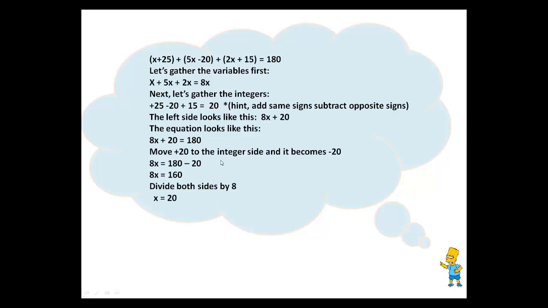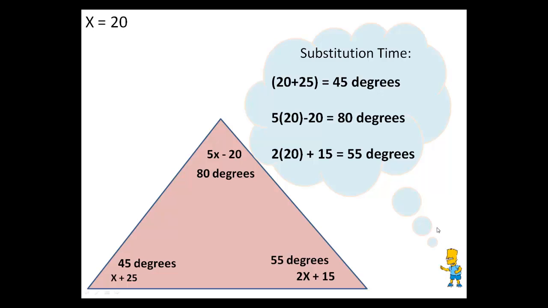Move the positive 20 to the integer side and it becomes a negative 20. 8x equals 180 minus the 20. 8x equals 160. Divide both sides by 8 and we have x equals 20. But we're not done yet. Now it's substitution time again. Wherever there's an x, we're going to put the number 20 in.